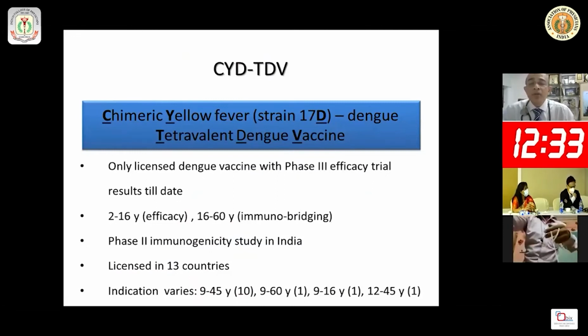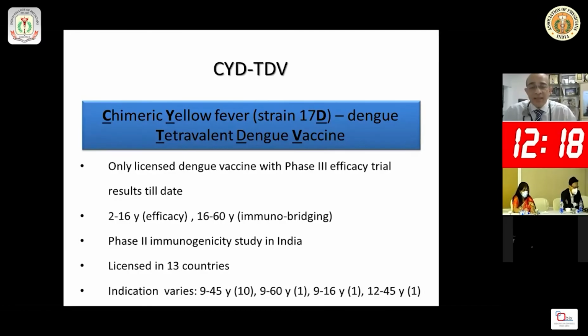The 3rd point I wanted to convey is something new about the dengue vaccine. This is a chimeric yellow fever strain dengue tetravalent vaccine, which covers all the 4 strains of dengue. It is the only licensed vaccine. The phase 2 immunogenicity study was done in India, and it has been licensed in about 13 countries.